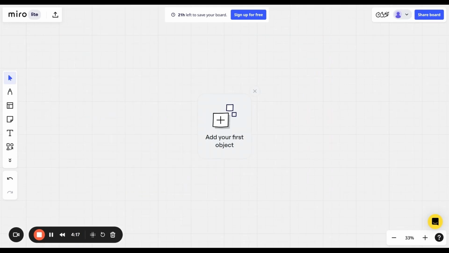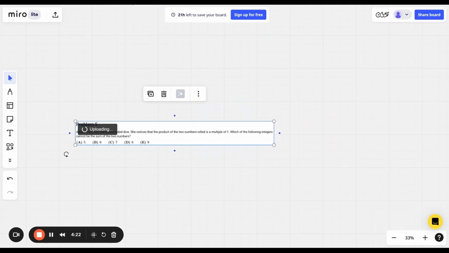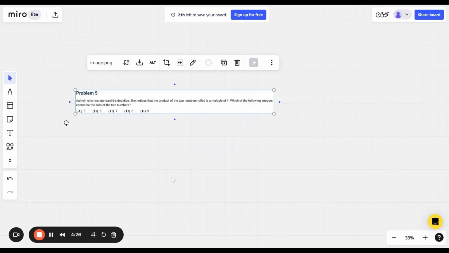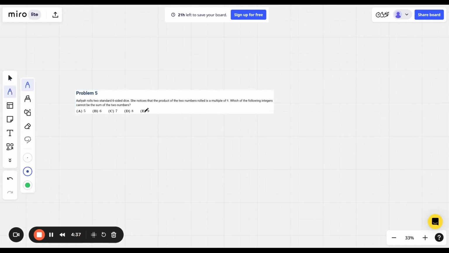Problem 5. Alia rolls 2 standard dice. She knows that the product of the numbers rolled is a multiple of 6. Which of the following integers cannot be the sum of the two numbers?